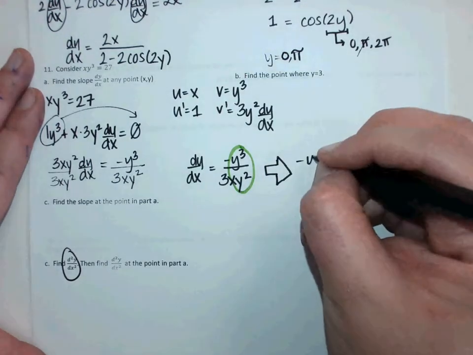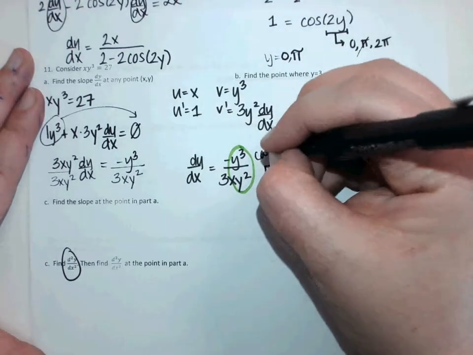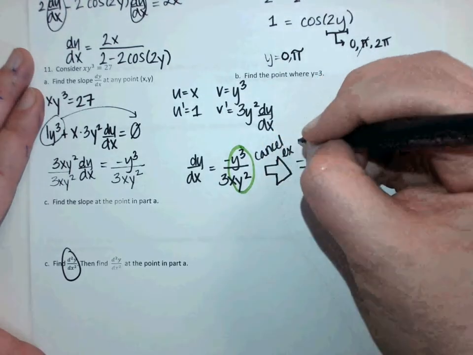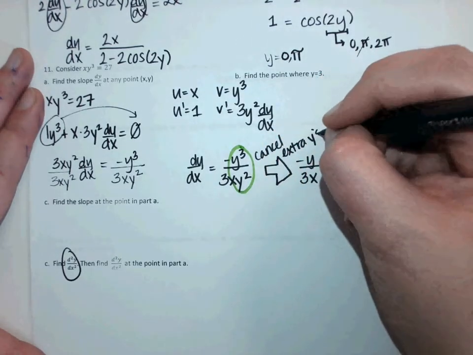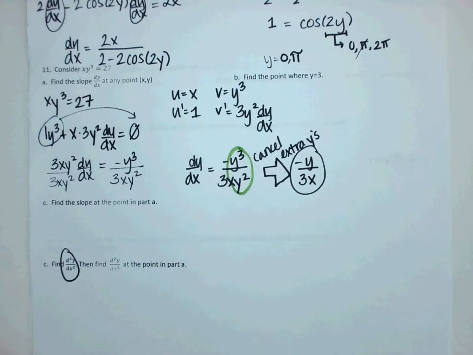Yeah, negative 1y on top and then a 3x on bottom. So I'm going to cancel the extra y's to give me that. Okay? Alright, so go to part B. We know that y is 3. We need to know the other half of the point or we can't find the slope.